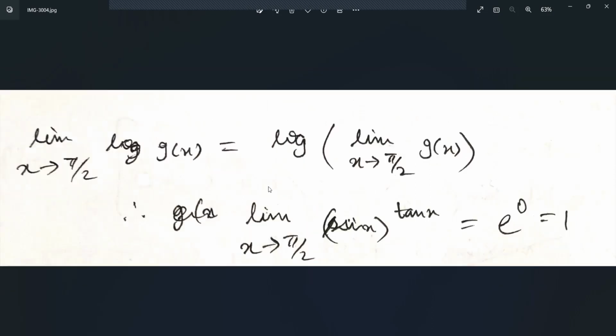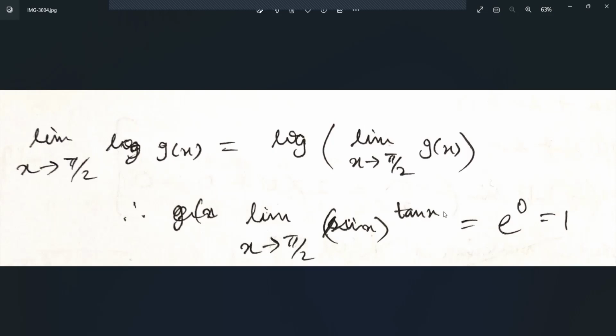Now the next step is we have evaluated the limit as x tends to pi by 2 of log g of x, which is equal to log of the limit as x tends to pi by 2 of g of x. So we have evaluated the function on the left hand side. Now we are looking for the function on the right within the logarithm. So the LHS is 0. So applying the inverse of log, which is exponential, the function which is inside is equal to e to the power of 0, which is equal to 1.